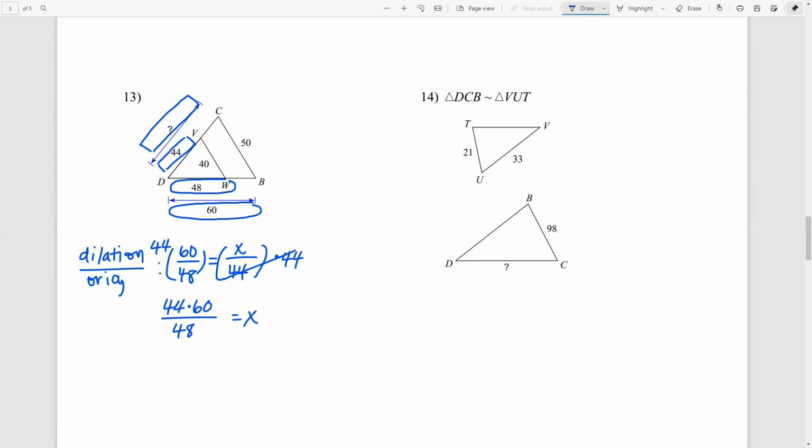Now again, no worries. Go ahead and grab a calculator if you need to. We're going to multiply 44 and 60. Once you've gotten that in your calculator, you should end up with a 2,640 over 48. Now what's left is the division piece. We're going to take 2,640 and divide it by 48 to get our unknown length of 55.